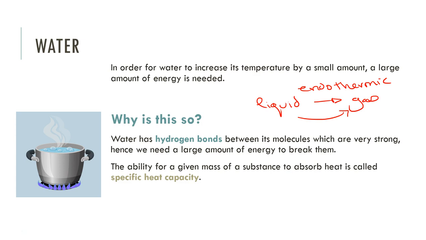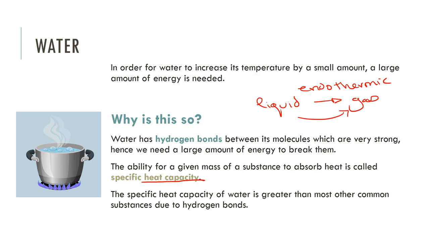The ability for a mass of substance, say 1 kilogram of water or 1 decimeter cubed of water, to absorb that heat is called specific heat capacity. This value gives us an idea of how hard it is to make something increase in temperature, because an increase in temperature is an increase in kinetic energy. The specific heat capacity of water is greater than most other substances. So we can cook in oil because oil will get to a higher temperature for the same amount of energy than water will.